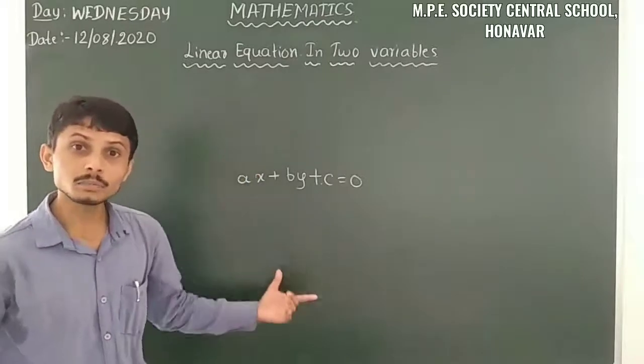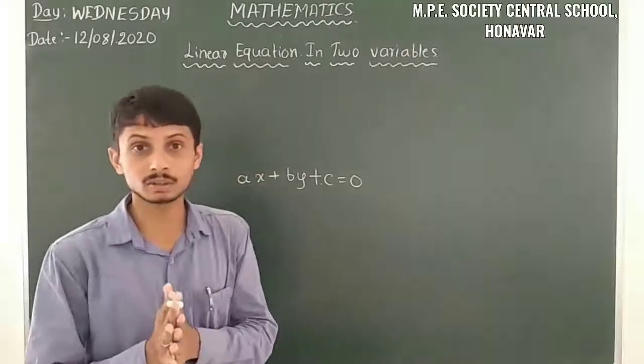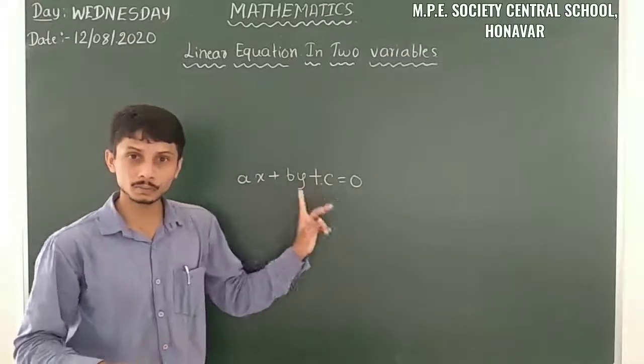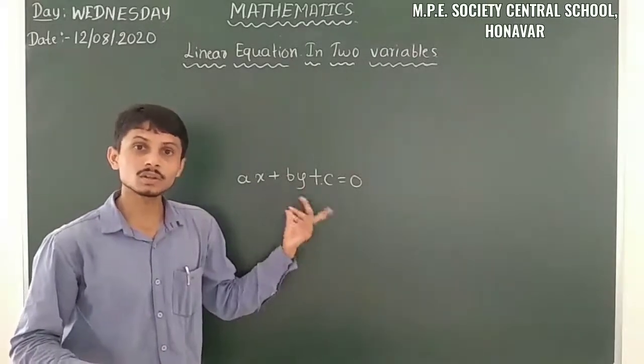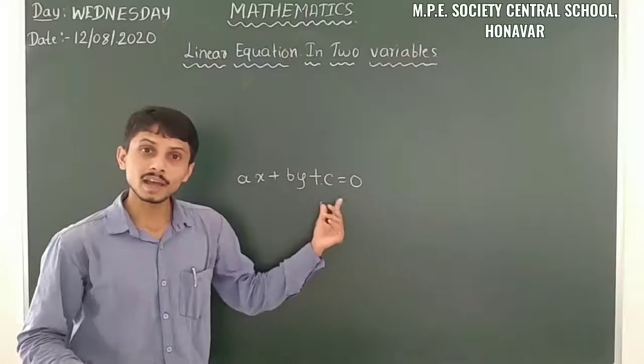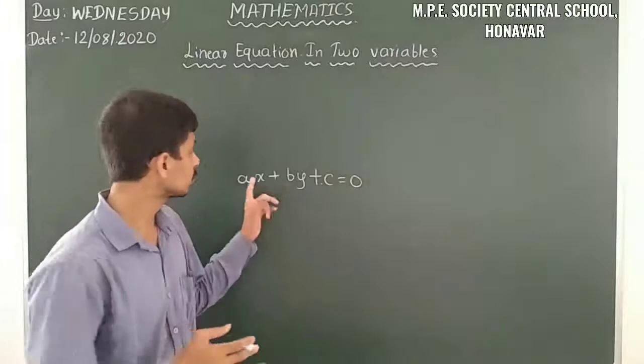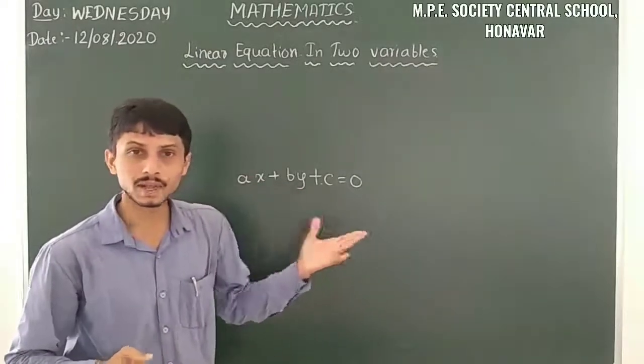Second, the equation must contain two variables. Here x is one variable and y is the other variable, and we also have a constant term. When the constant term is 0, it becomes only ax plus by is equal to 0.